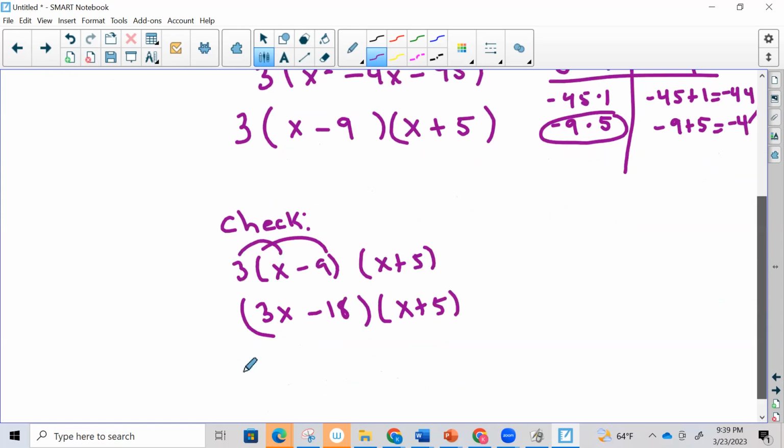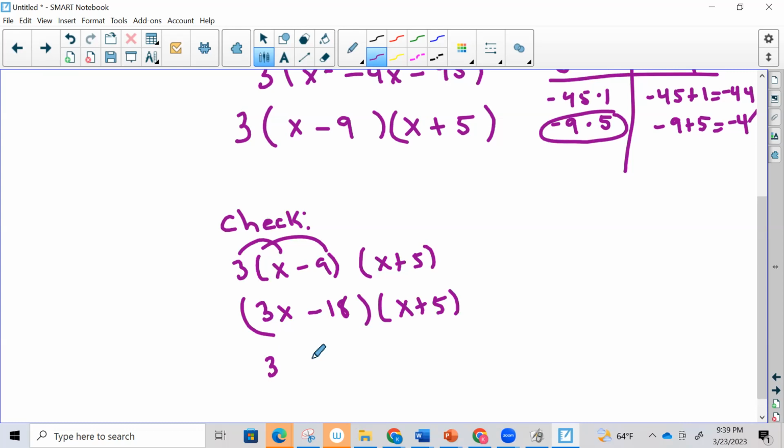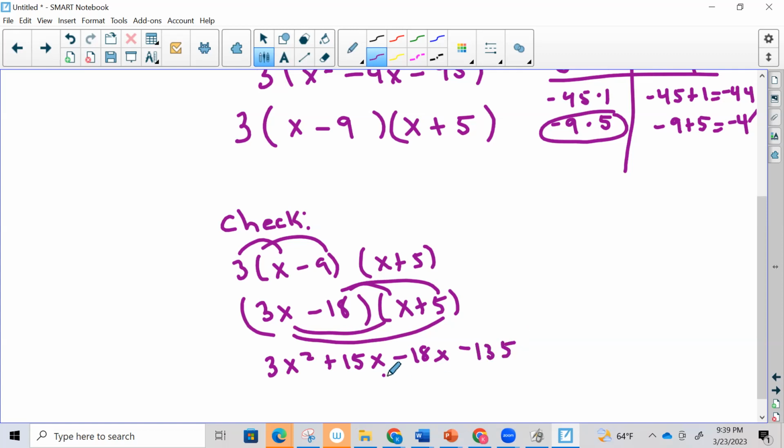Okay. So then I'm going to do 3x times x, which is 3x squared, 3x times 5, which is 15x, -18 times x, which is -18x, and then -18 times 5, which does give me -135. Okay. And then my middle terms are like terms, so they add to a -3x.